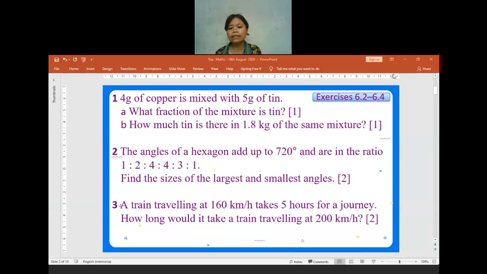Now let us discuss the workbook on page 10. So, does anyone want to answer question 1? Is there anyone who wants to try to answer question 1?